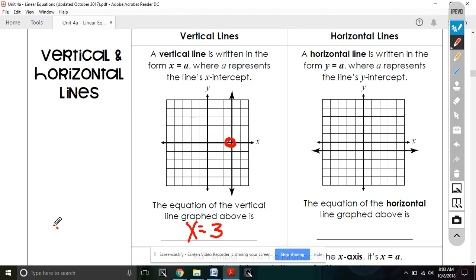Looking at the horizontal line. A horizontal line is written in the form of y equals a, where a represents the line's intercept. Again, a can be anything. So let's look at where the line crosses the y-axis. See how it crosses at -1? So I write y equals -1. Because there is no x-intercept, there is no x. This has a 0 slope.